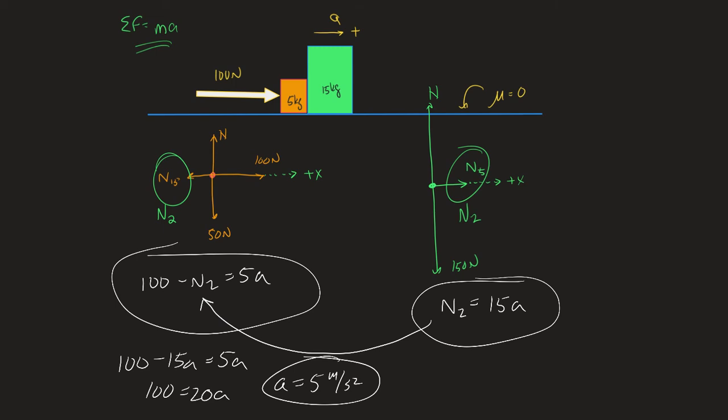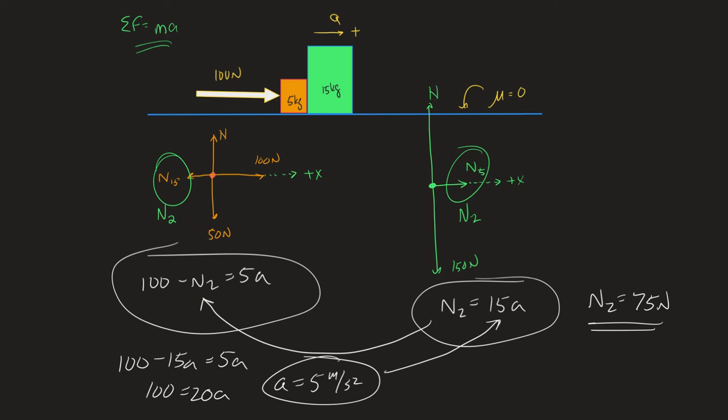Now that you have that, finding N2 should be pretty easy, right? You have two places to try it out. I think the easiest one would be here. Don't you? N2, what was it, 125? What is 15 times 5? 75, right? Is that right? 75 newtons? Now, this is the force between the two boxes. It should be in newtons.